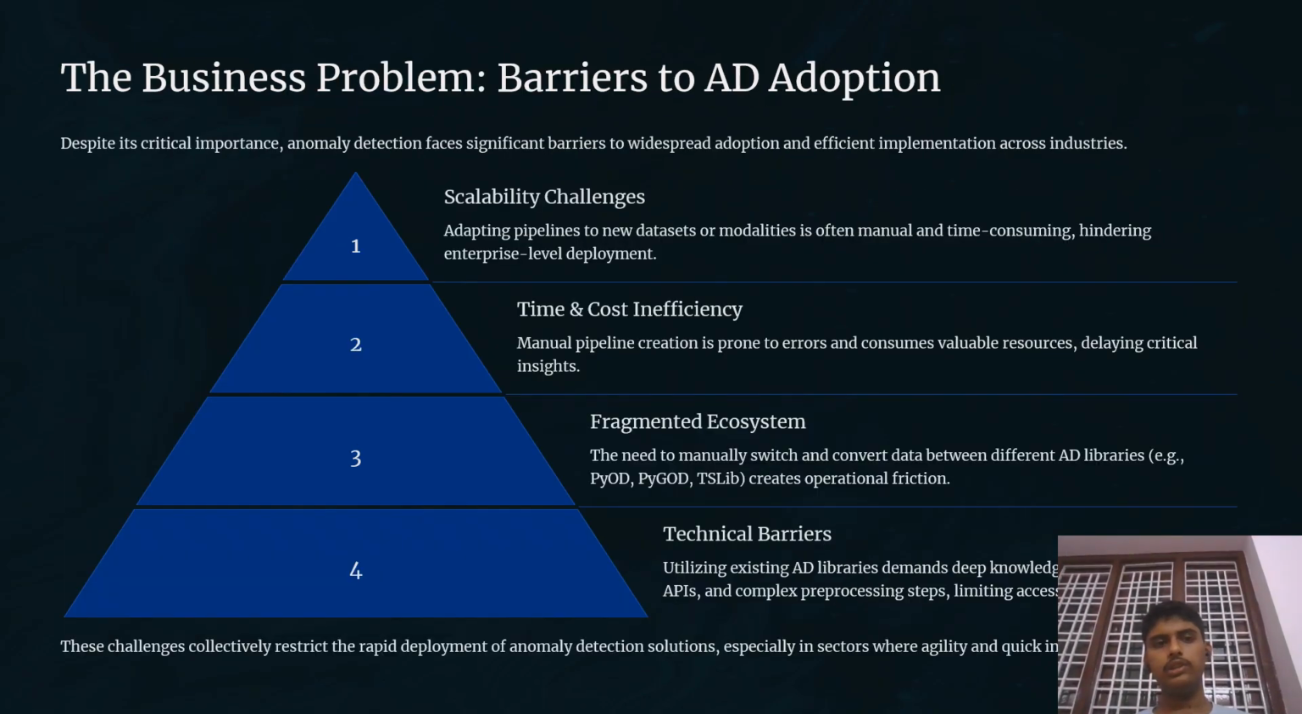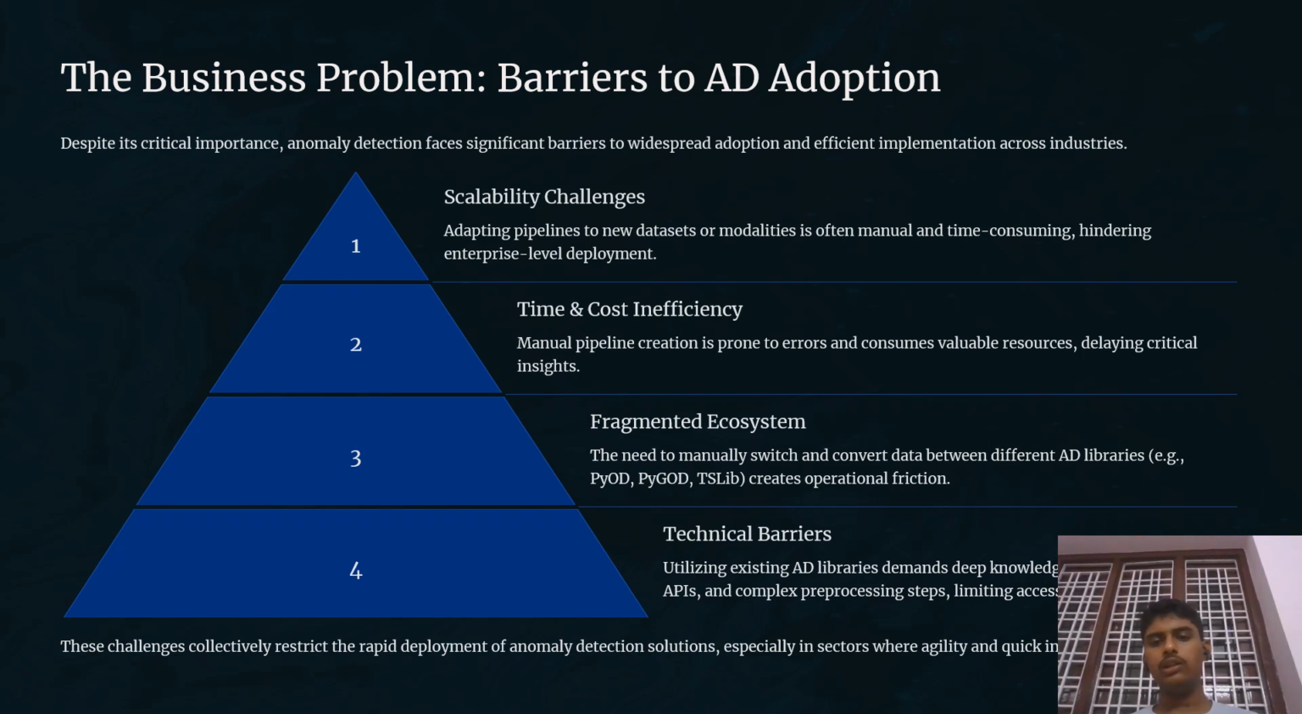So we are going to discuss the business problem: barriers to AD adoption. Despite its critical importance, anomaly detection faces significant barriers to widespread adoption and efficient implementation across industries. First is scalability challenges, as adapting pipelines to new datasets or modalities is often manual and time consuming, hindering enterprise level development. Second is time and cost inefficiency, as manual pipeline creation is prone to errors and consumes valuable resources, delaying critical insights.